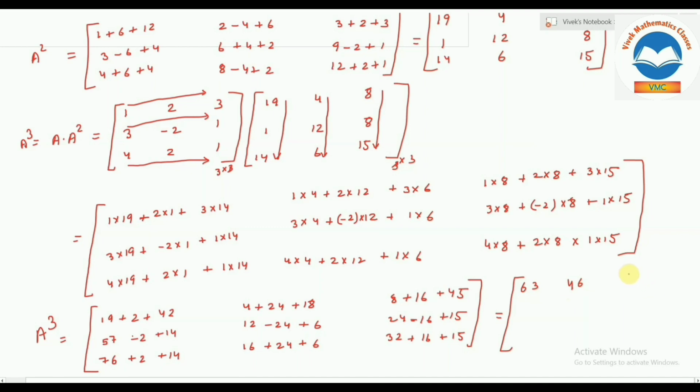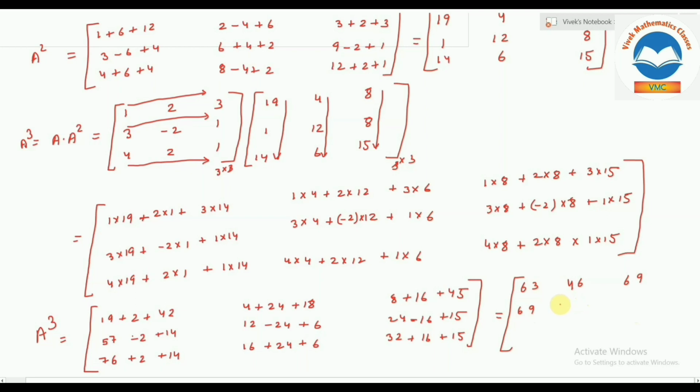Okay, so next will be how much? 61 plus 8 will be 69, and here what we will get? 14 minus 2 will be 12. So 57 plus 12 will be 69. Yes. So next what we will get here?